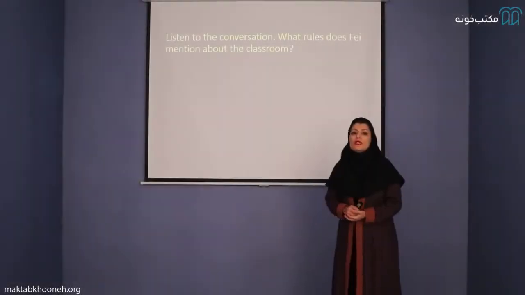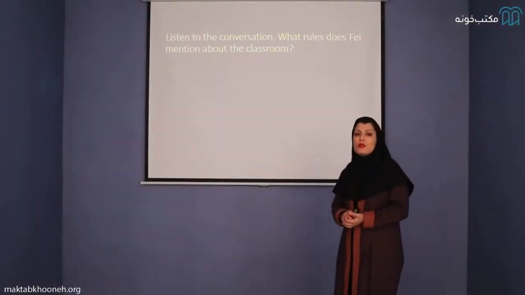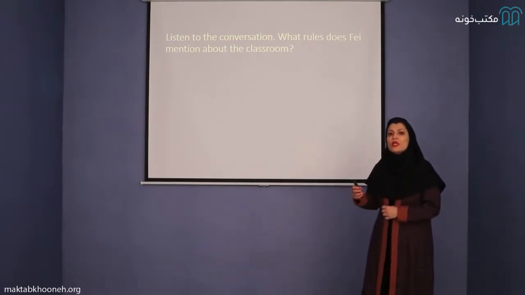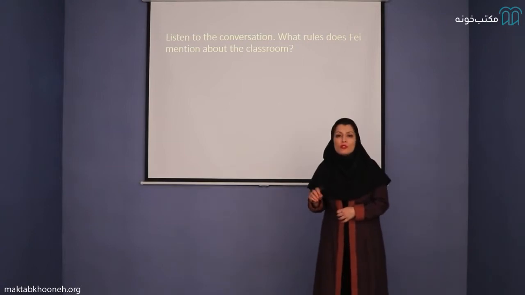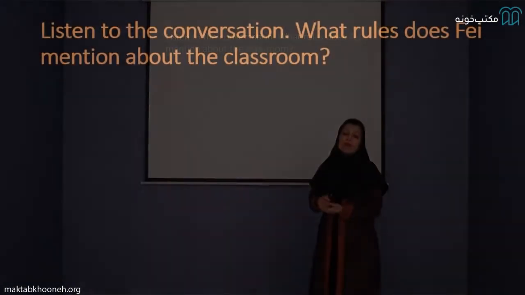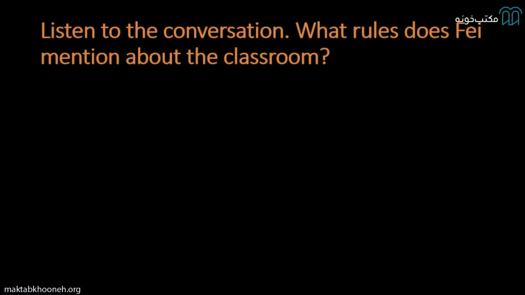Let's listen to the conversation between these two people. It seems like they're in a classroom. Faye, the girl, is talking about some of the rules in the class. All right? Listen and write the rules she's mentioning. Interactions, prohibition, and obligation.